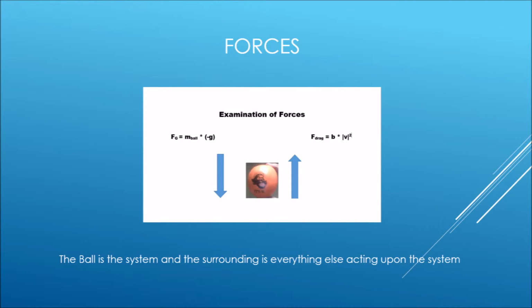Now let's take a look at the forces that act on the ball in the video. For this experiment, the ball is the system and the surroundings, such as the air, is everything else. The ball is experiencing the force due to gravity downward, that is the acceleration due to gravity times the mass of the ball. But it is also experiencing an upward force due to the force of drag, that is the drag component b times the square of the average velocity of the ball.